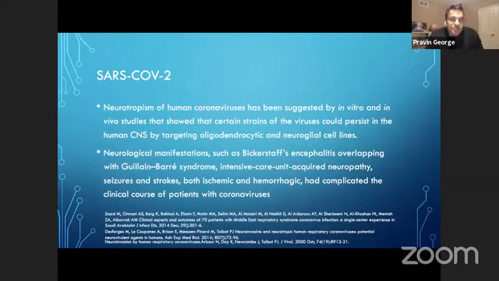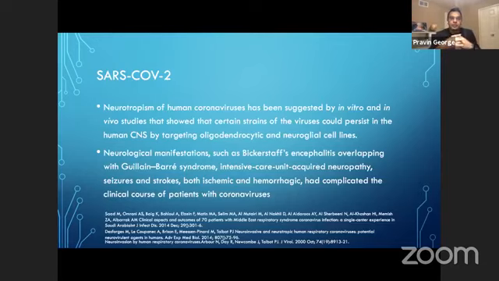So the neurotropism of human coronaviruses has been suggested for some time, ever since the first coronavirus started to switch over from mammalian bat species and avian species into human. We were looking at these back in the early 2000s. This has been seen in both in vitro and in vivo studies, and it showed that certain strains of the viruses could actually persist in human brain tissue by targeting these oligodendrocytic and neuroglial cell lines.